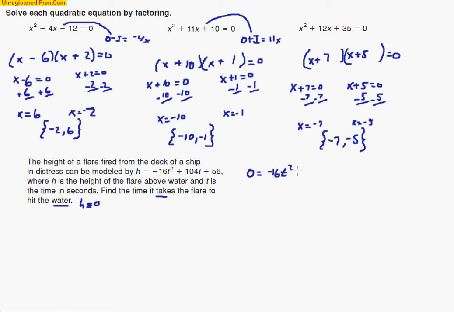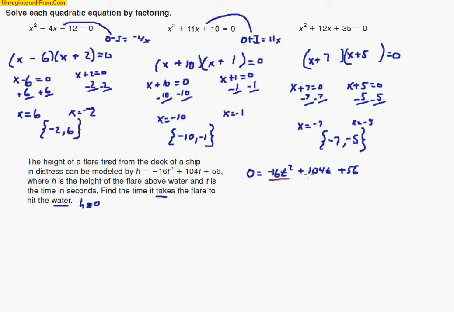I look at positive 104t. I look at 56. Look for a factor that goes into these numbers, because we need to factor this, and this is a tough factoring problem. So one of the strategies that we talked about earlier on was look for common factors. Another one is to get rid of that negative sign out in front of the t squared term.